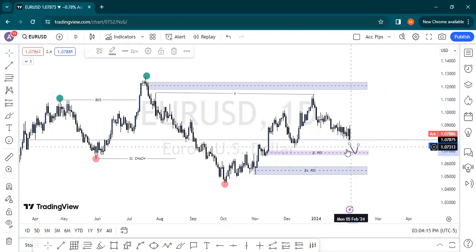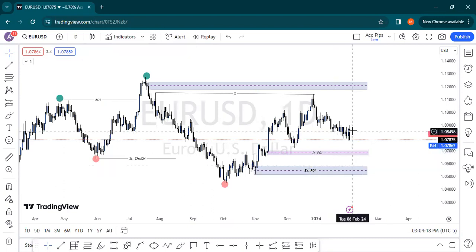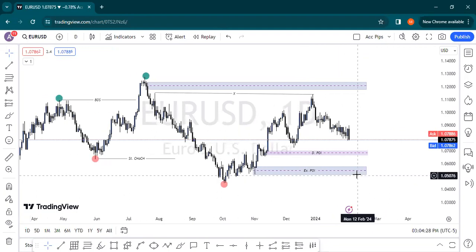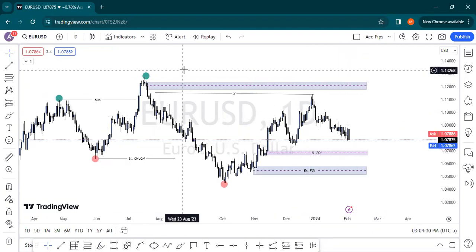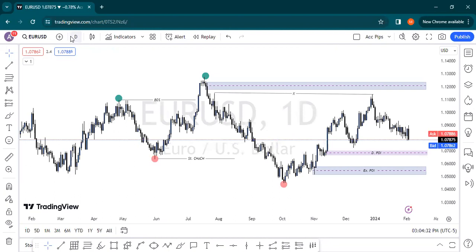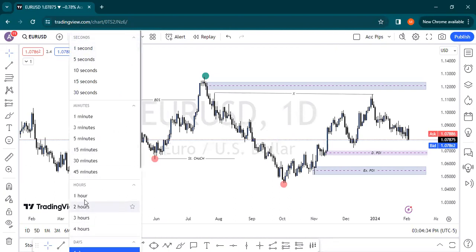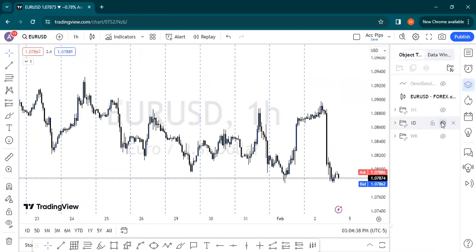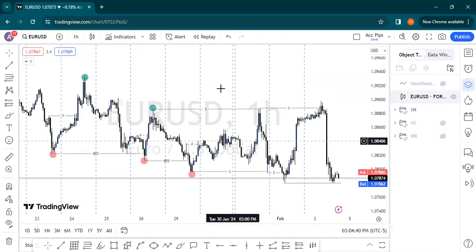All right, let's continue. So over here, as I said, I'm still expecting a shift to the down before we start buying on Euro USD. So that also being a downtrend for me. And let's go to H1 on Euro USD.